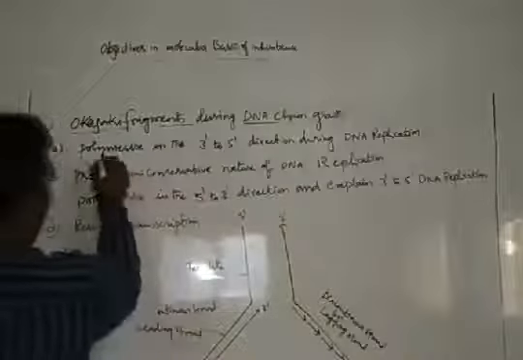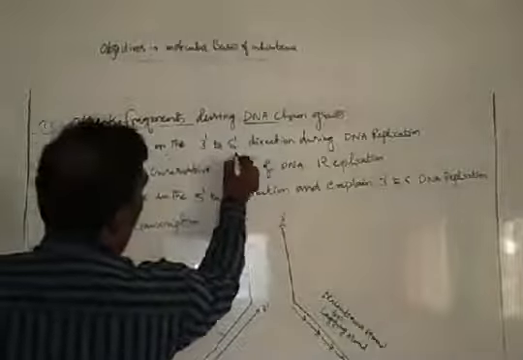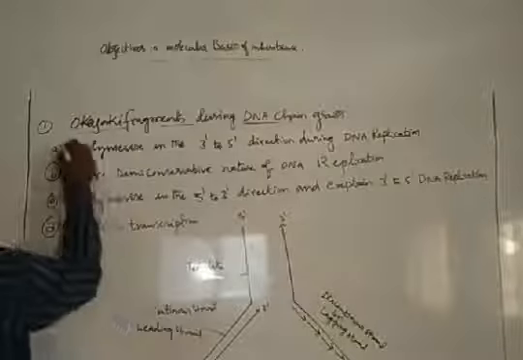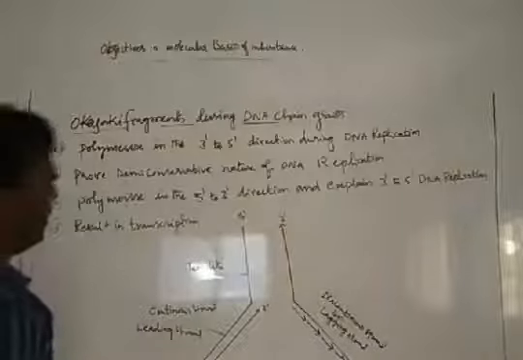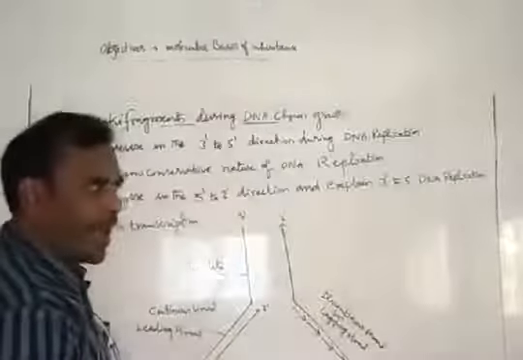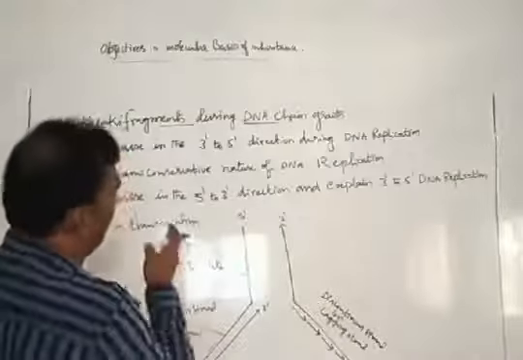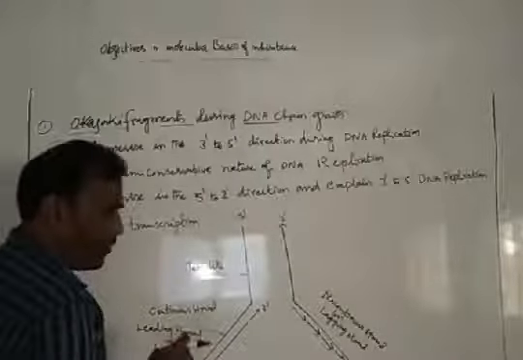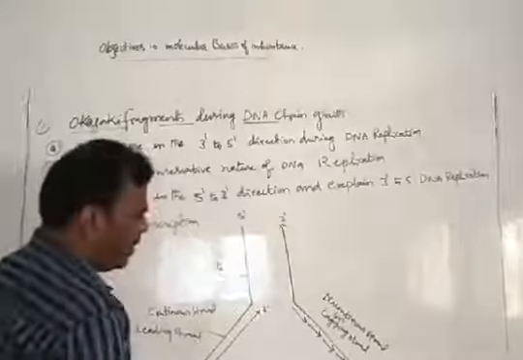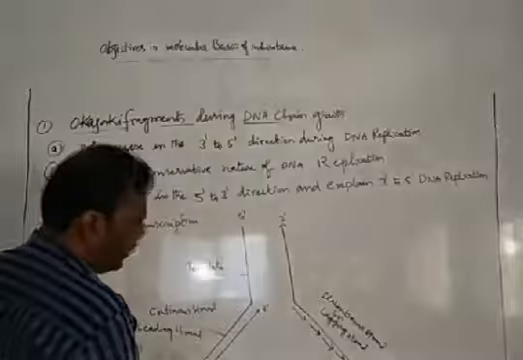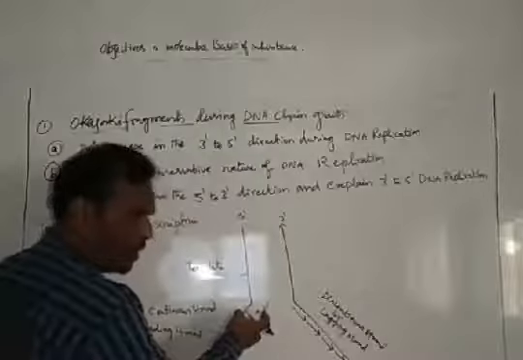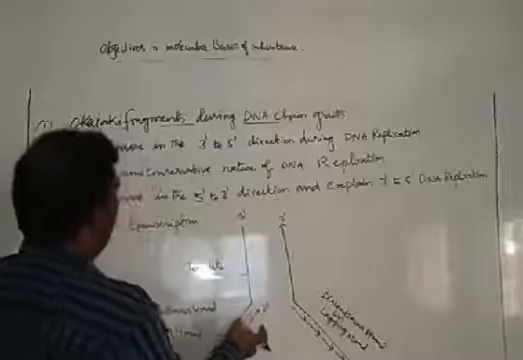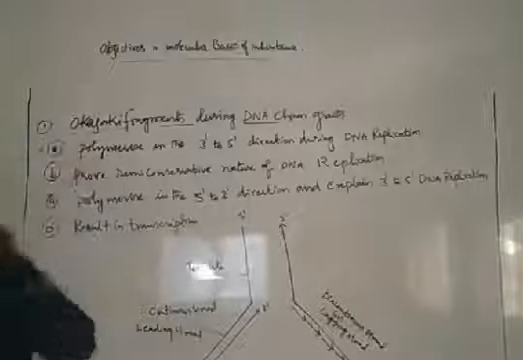Here, polymerase in the 3' to 5' direction during the replication. This option says that the new DNA strand forms only in the 3' to 5' direction. That is wrong, because the new strand is always formed in the 5' to 3' direction only, with the help of DNA polymerase enzyme. So that is the wrong option.